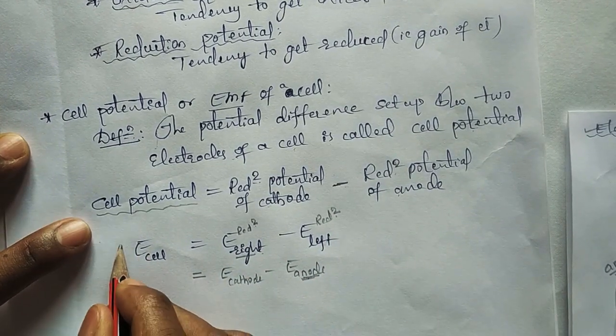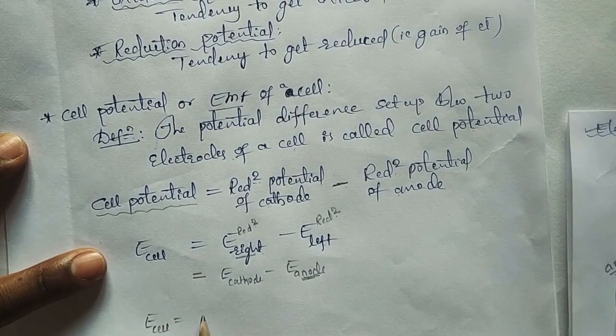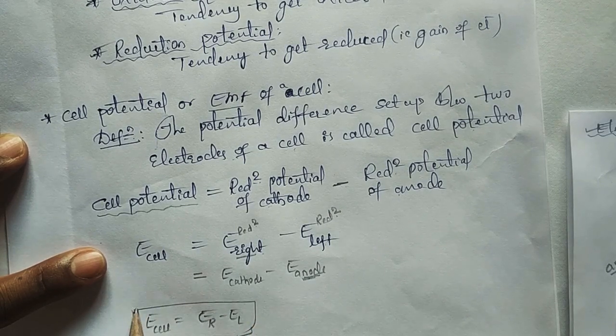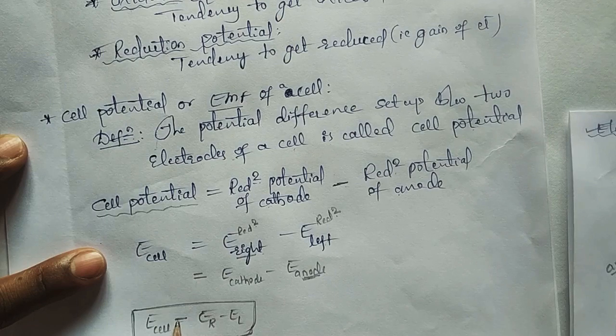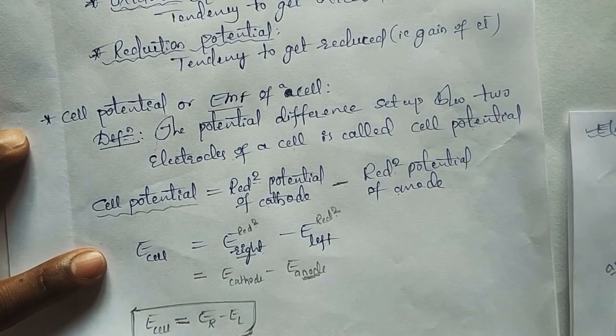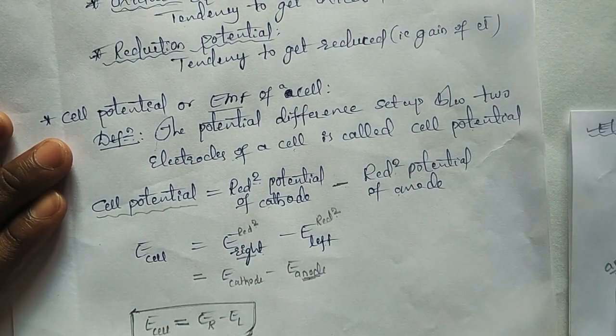This is the basic formula: E cell is equals to E right minus E left. ये आपको प्रॉब्लम सॉल्व करने के लिए this is the basic formula. In the next sessions we will discuss some of the problems on this part. Okay, right? This is the cell potential of a cell, electrode potential and cell potential of a cell.